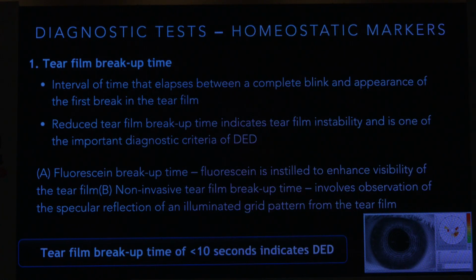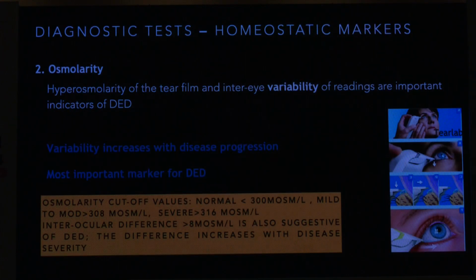Anything less than 10 seconds indicates some form of dry eye. Again, in this we have invasive and non-invasive methods, in which for non-invasive you can use a grid like in a topographer. This is a fluorescein-based tear film breakup time. You want to look at the first random dry spot from the time that you have instilled the dye till the first dry spot appears, random, not at the same spot.